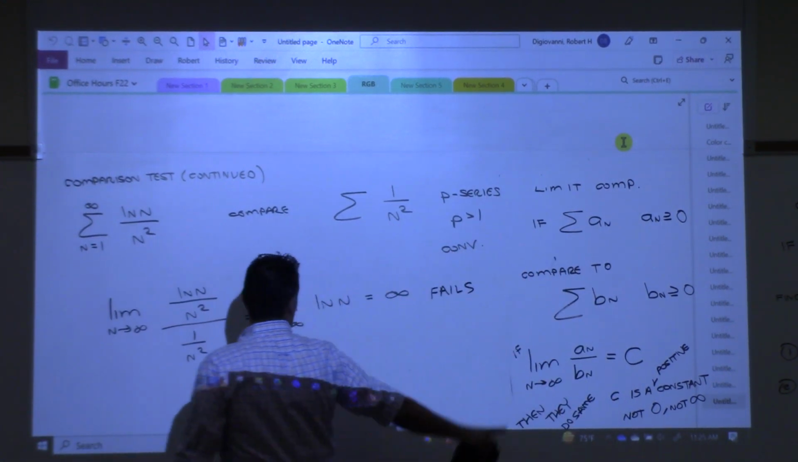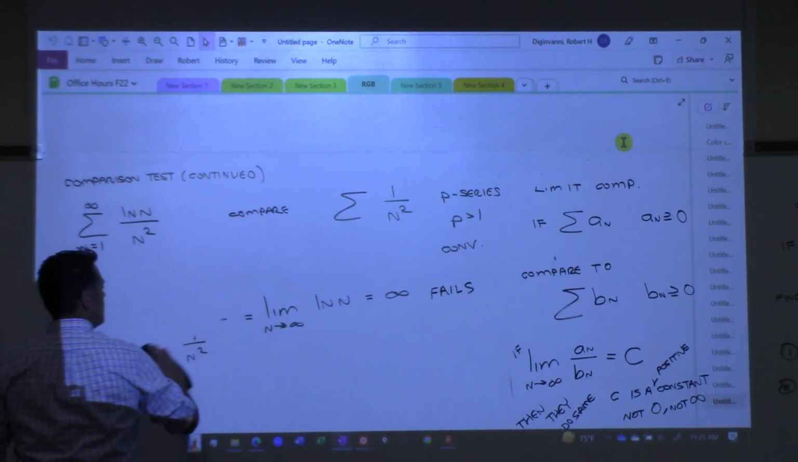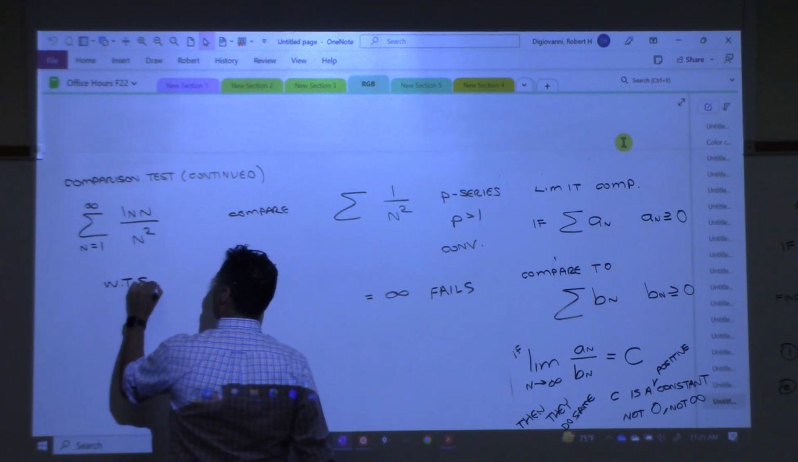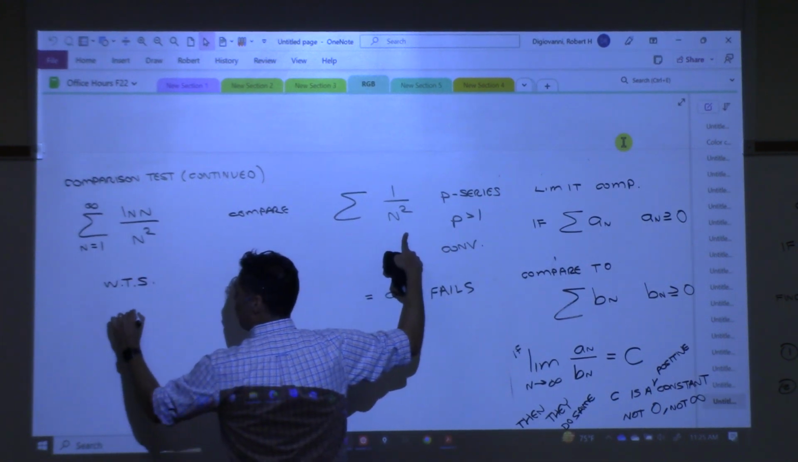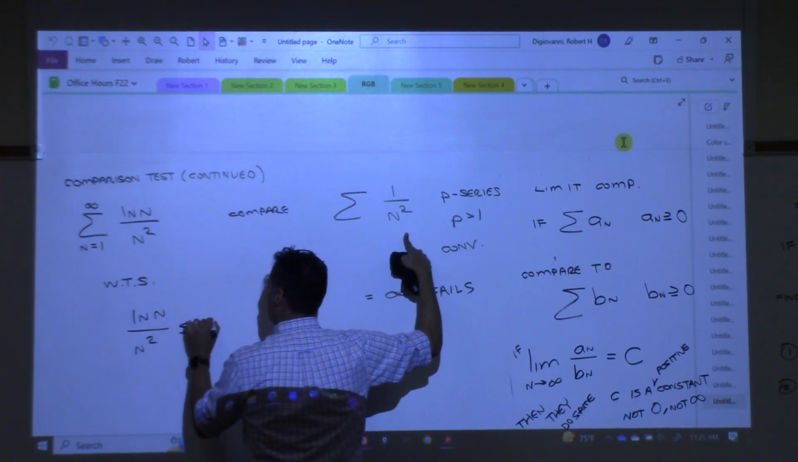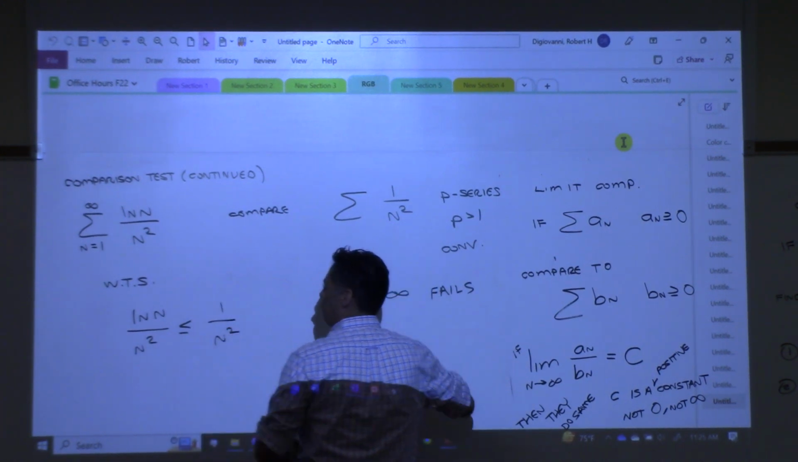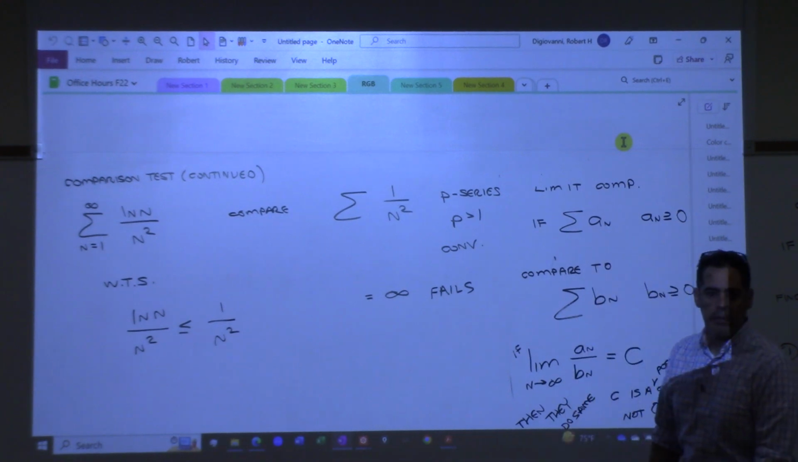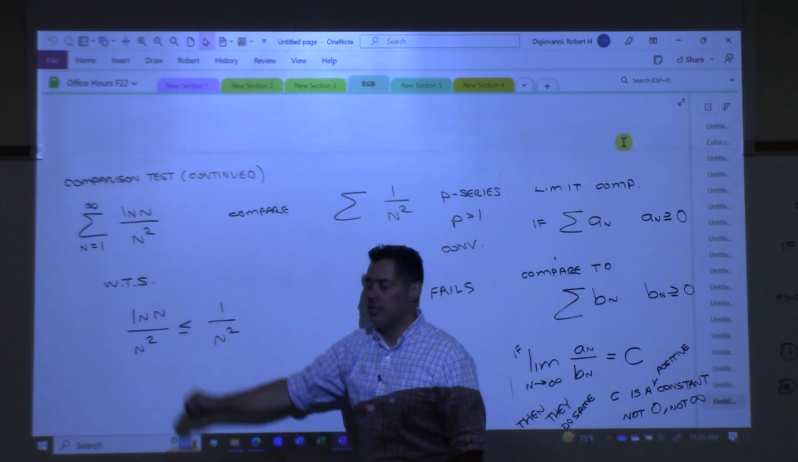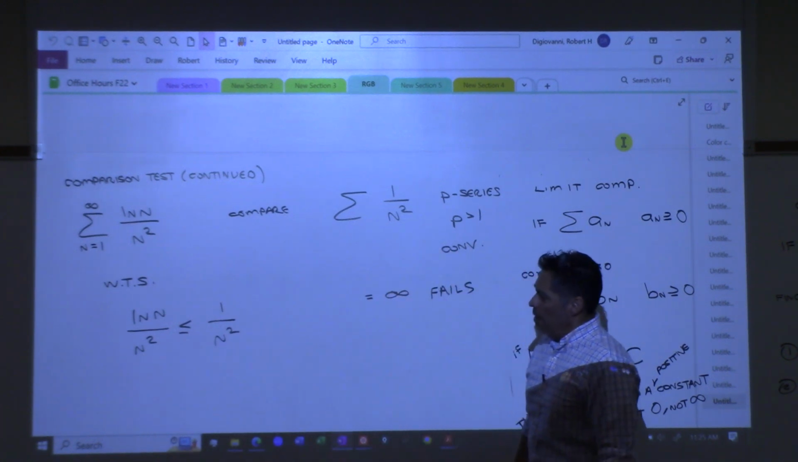So now let me try that comparison over there. So for that comparison, what I want to show, like I said, because this one converges, I want to show natural log of n over n squared is less than or equal to 1 over n squared, right? Because this one converges, I've got to show that this stays bigger than that. Multiply both sides by n squared, and what do you get?